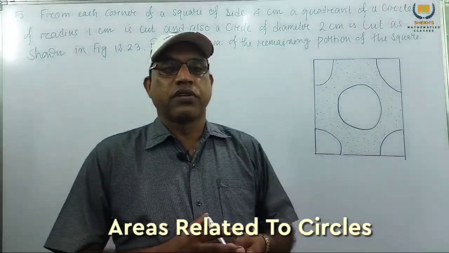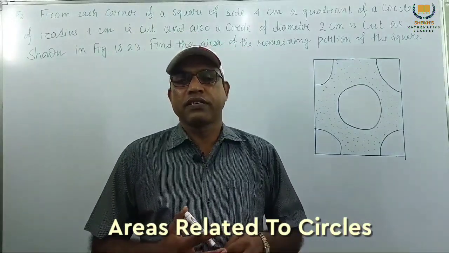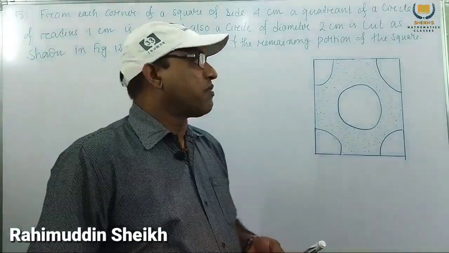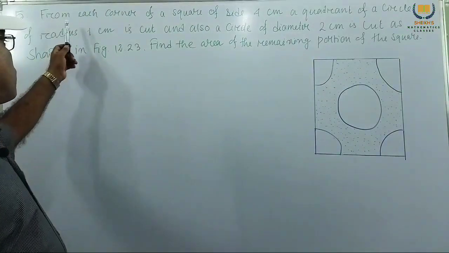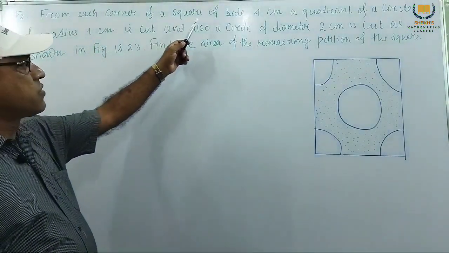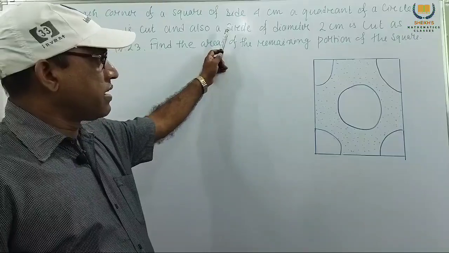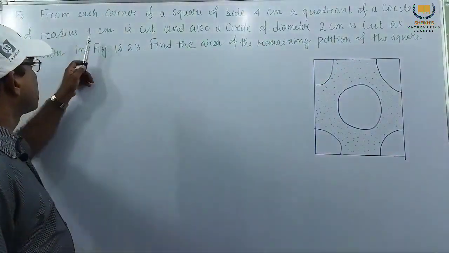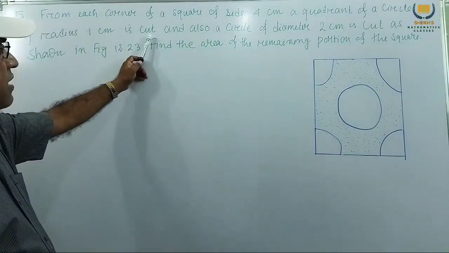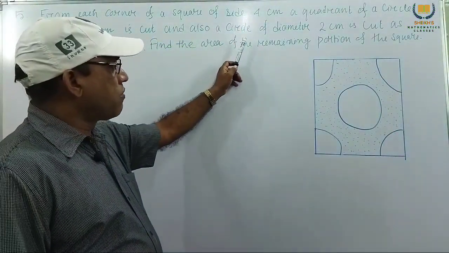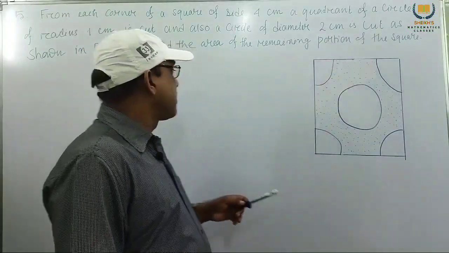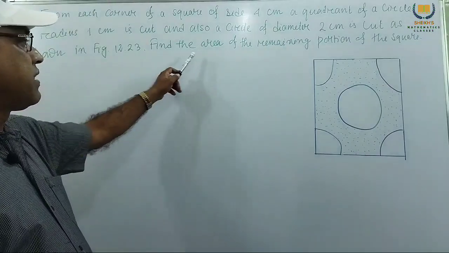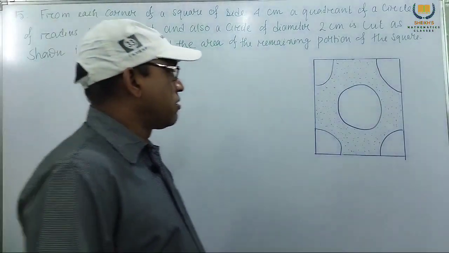Dear students, today we start problem number 5, exercise 12.3, NCERT book, class 10. The problem says: from each corner of a square of side 4 centimeter, a quadrant of a circle of radius 1 centimeter is cut, and also a circle of diameter 2 centimeter is cut as shown in figure 12.23. Find the area of the remaining portion of the square.